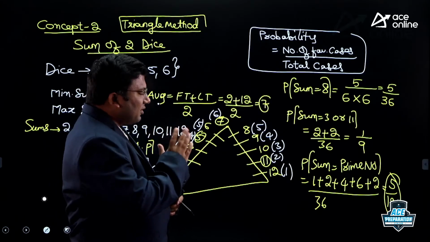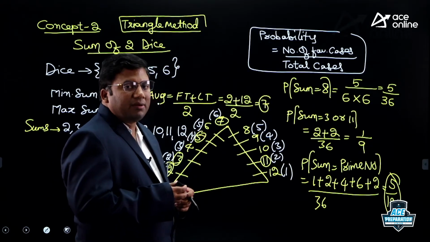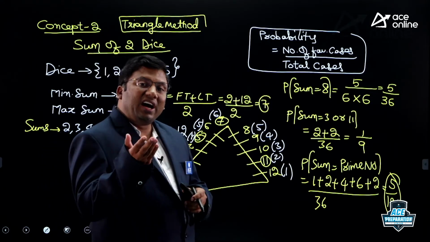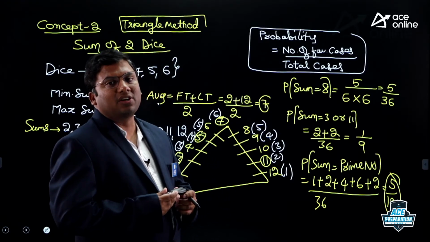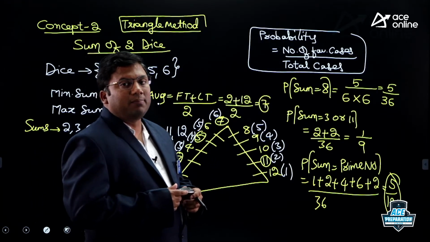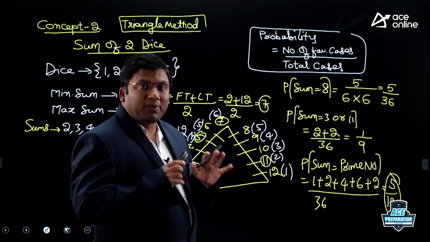Some odd number: don't go counting the odd numbers and writing down the values. Odd number probability will be 1 by 2. Even number probability also will be 1 by 2. Odd number 1 by 2 and even number 1 by 2. That was the triangle method, sum of 2 dice.